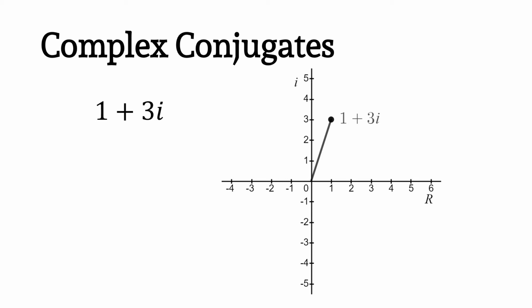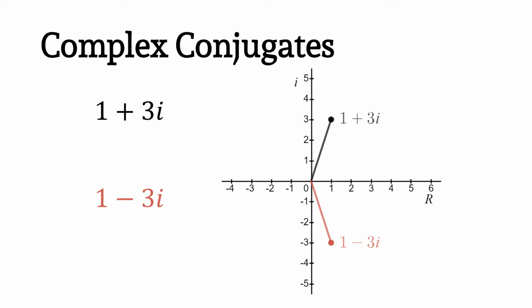3 units up. In order to determine what the complex conjugate of a complex number is, we'll simply change the sign of the imaginary part. So instead of positive 3i, we'll end up with negative 3i. And we can graph this complex number in the complex plane the exact same way.